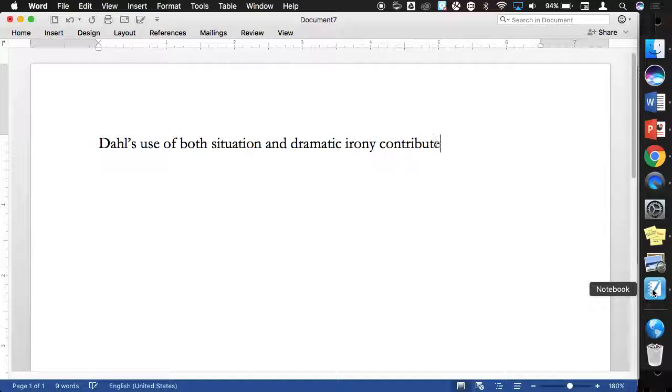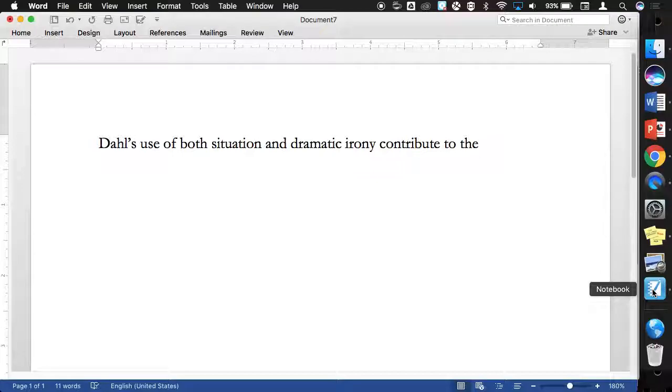Contribute to the... I don't want to put tone because I want to make sure I'm answering the question. So what kind of tone am I dealing with? I'm going to go with suspenseful for this one. Dark humor would certainly be an option, okay? But for this one, so that we're all doing the same thing, I'm going to go suspenseful.